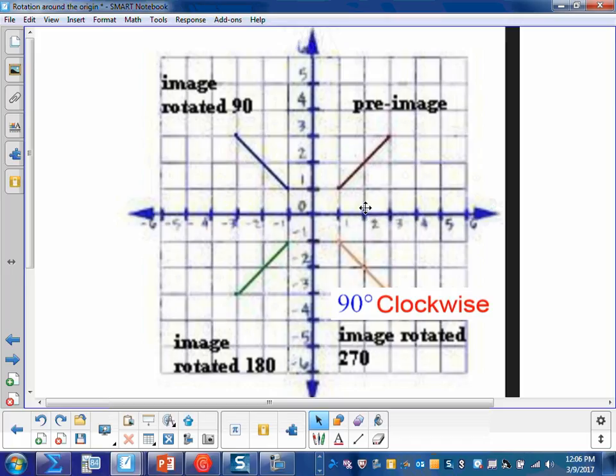So the two things you'll be working with is whether you're going clockwise or counterclockwise, and then how many degrees. And every quadrant is 90 degrees. So one quadrant is 90, two quadrants is 180, three quadrants is 270.